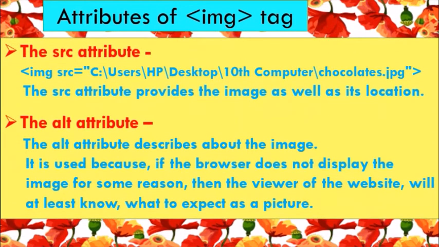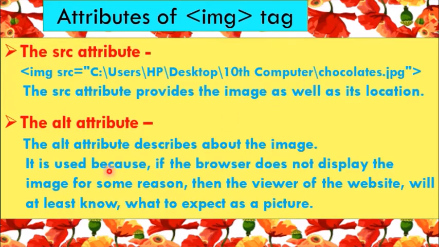The img tag consists of various attributes. First one is the src attribute. This src attribute we have already studied. It provides the image as well as its location. Now in this example, in the src attribute, chocolates.jpg is the image file name, and starting from C drive, C:\users/HP/desktop/10th computer. This is the location of the chocolates.jpg image file.